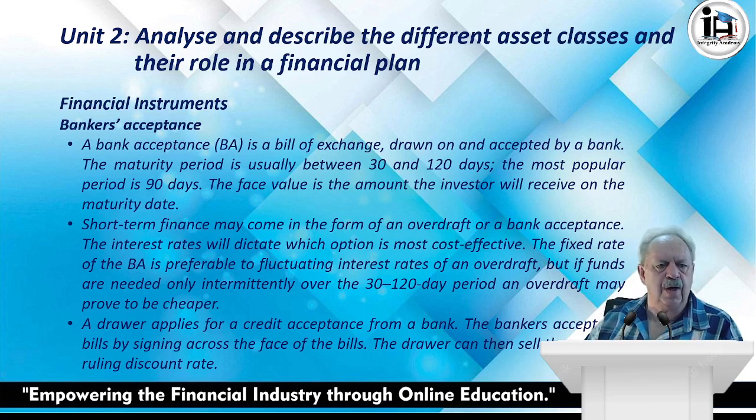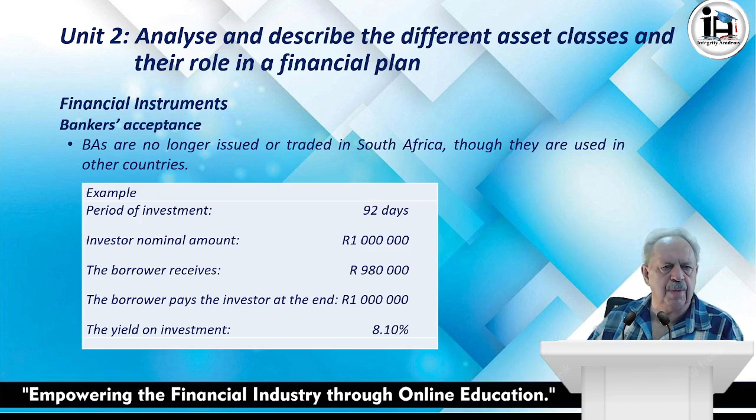A drawer applies for a credit acceptance from a bank. The banker accepts the bills by signing across the face of the bill, and the drawer can then sell them at a ruling discount rate. Let's just have a look at banker's acceptance. Banker's acceptances are no longer issued or traded in South Africa, though they are still used in other countries.